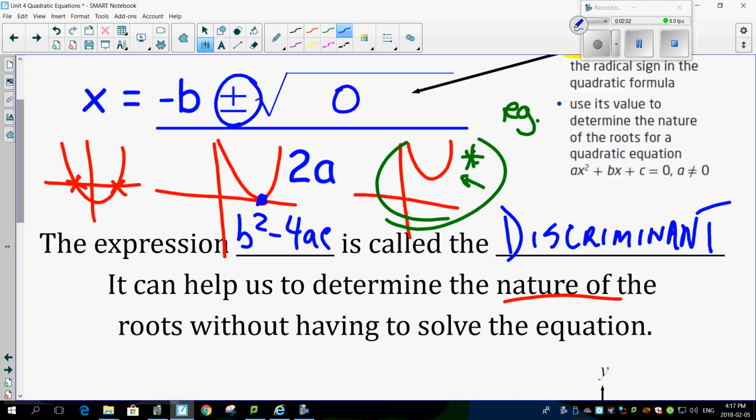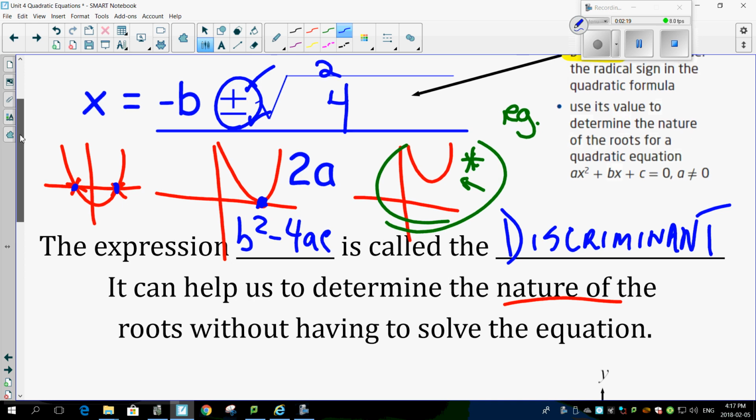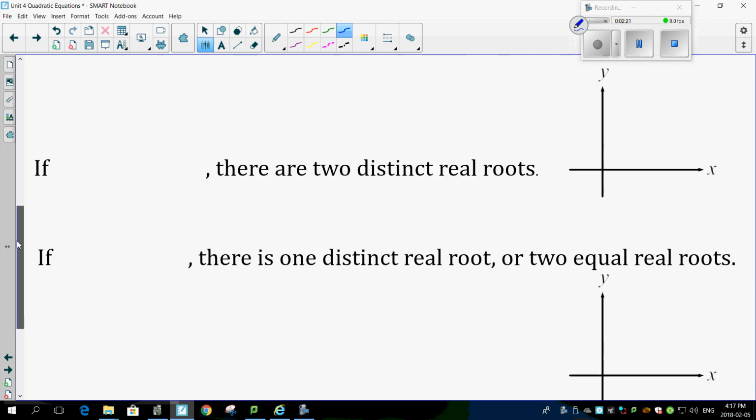And then finally, how do you get 2 roots out of this? Well, simple. This has to be anything. This could be like 4. The square root of 4 means this works out to be 2. You have to add 2, you have to subtract 2. You're going to get 2 roots out of the deal. You see how this works? So it helps us to determine the nature of the roots.